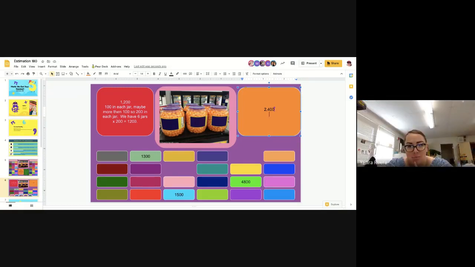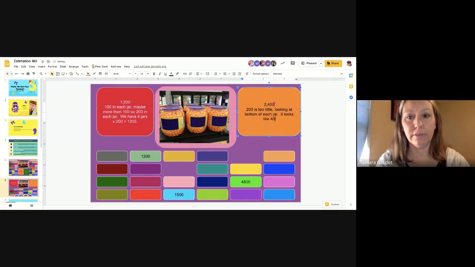My number was 2,400. And I picked 2,400 because I think 200 is too little, looking at the bottom of the jar. So I'm estimating 400 in each jar. And 400 times 6 is 2,400. I don't want to admit that I eat that much, but yeah, I have to finish one of those jars by myself. So 400 times the 6 is 2,400, okay. Let me make sure I was getting that. Is that a good summarization of what you had said?